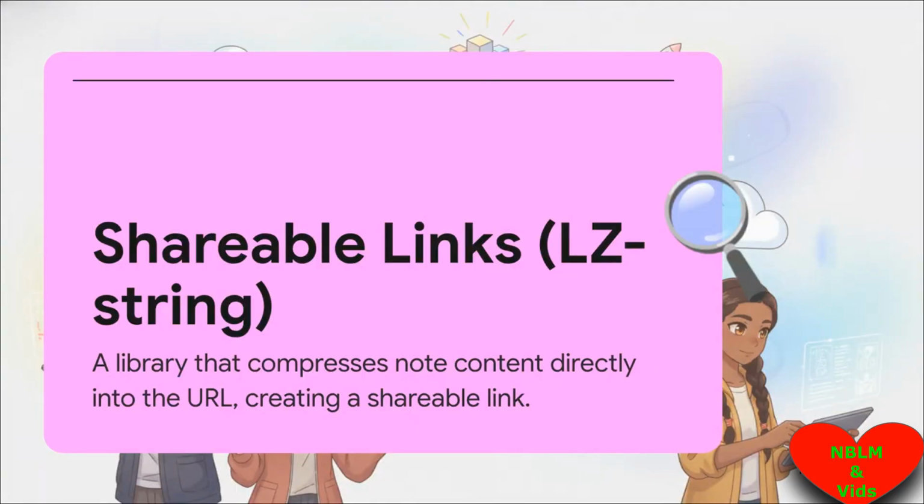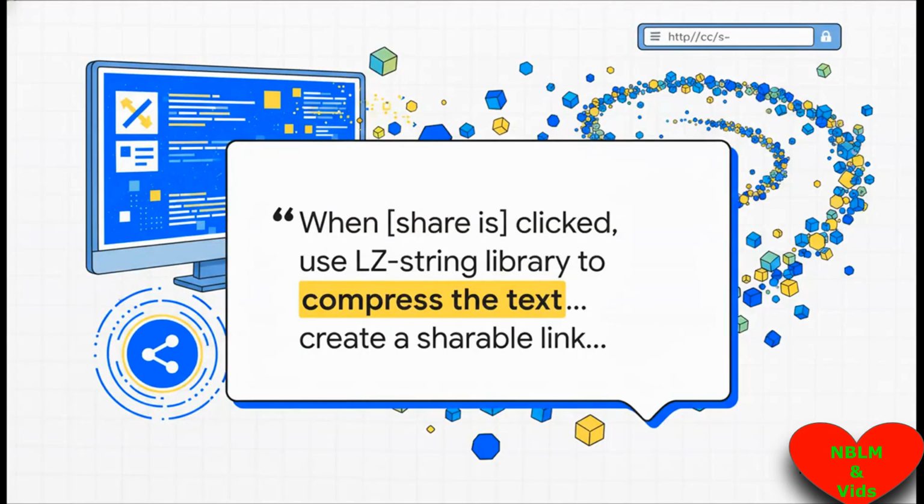All right, our final hack solves one of the biggest limitations of no backend apps: sharing your stuff. Since all your data is stored locally on your own computer, you can't just send a link to a friend or a colleague. But with another cool library called LZ-String, we can actually compress the content of a note and encode it directly into the URL itself. The prompt here is super straightforward. When a user clicks a share button, the app grabs the content, uses LZ-String to shrink it down, and then sticks that compressed data right onto the end of the URL. When someone else opens that unique link, their browser reads the data from the URL, decompresses it, and voila, the content appears on their screen.